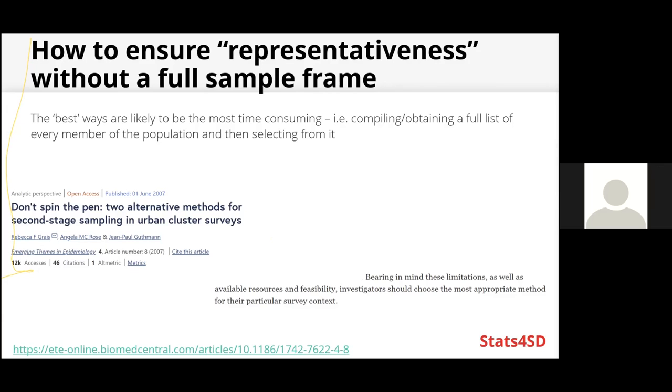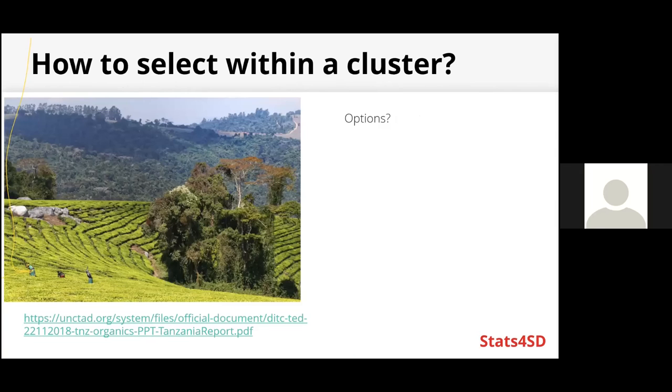And this is also an issue if we're not thinking of people. I've been talking a lot about people, but all of these principles are quite similar if we're thinking about soil, for example, within a farm. This is an example of a tea farm, a tea plantation in Tanzania that I found. If I'm now thinking I would like to do some soil sampling of this tea plantation, how exactly should I go about this? Because I can't sample every single piece of soil from my tea plantation.